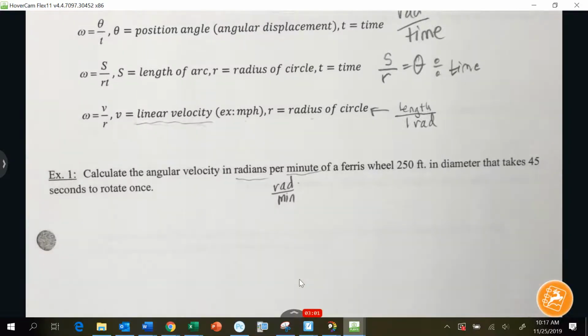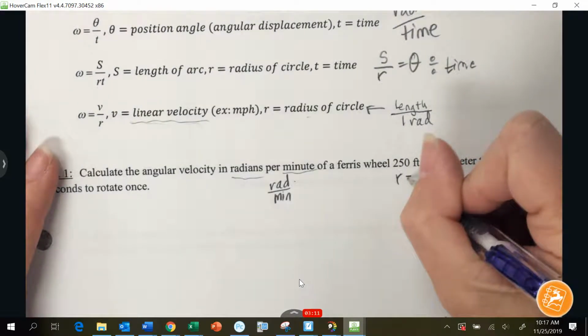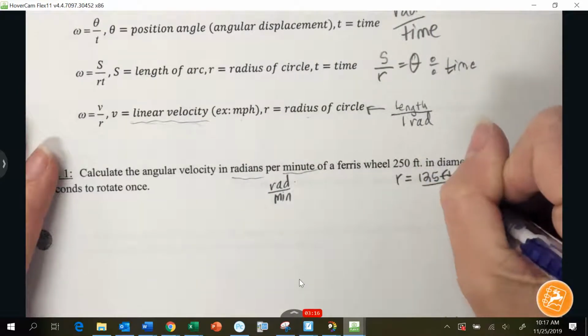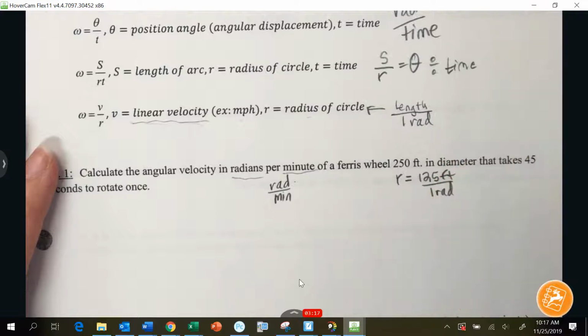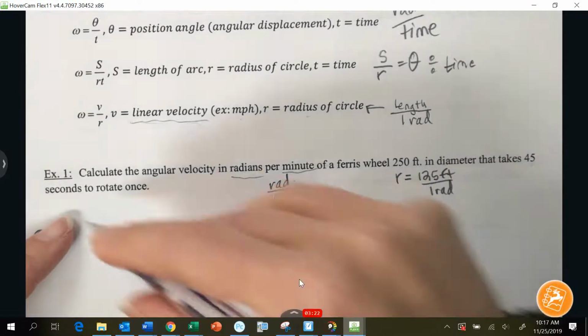What else do they tell me? They told me the diameter. Do I need the diameter? I need the radius, perhaps. So radius is what? 125 feet per 1 radian. And then they tell me it takes 45 seconds to rotate once.